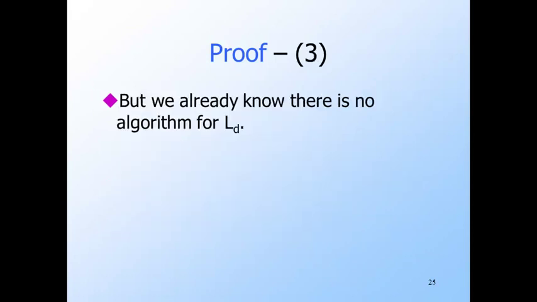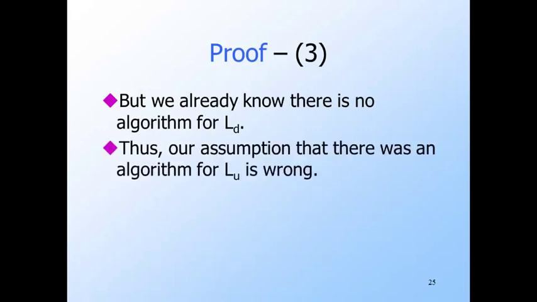We proved that there is no algorithm or any kind of Turing machine for L sub D. Therefore, we must blame our assumption. The only thing we assumed without proof was that there is an algorithm for L sub U. That means there really is no algorithm for L sub U. Put these facts together and we conclude that L sub U is really recursively enumerable but not recursive.